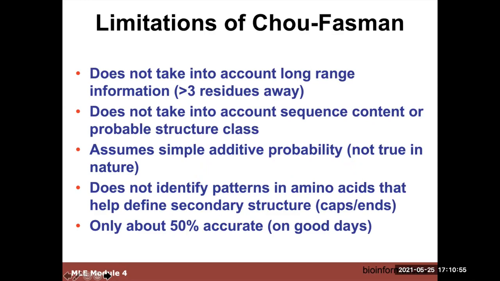Now, the Chou-Fasman method is really old, 50 years old at least. And it doesn't take into account really long range information, doesn't take into account the fact that some proteins have a preference for being in a structural class. It assumes secondary structure probabilities are additive. It doesn't look for certain patterns of amino acids that are known to be helical caps and known to be helical ends. And so with all those limitations, the method is only about 50% accurate. And a random method would be about 33% accurate. So it's better than random, but it's not great.